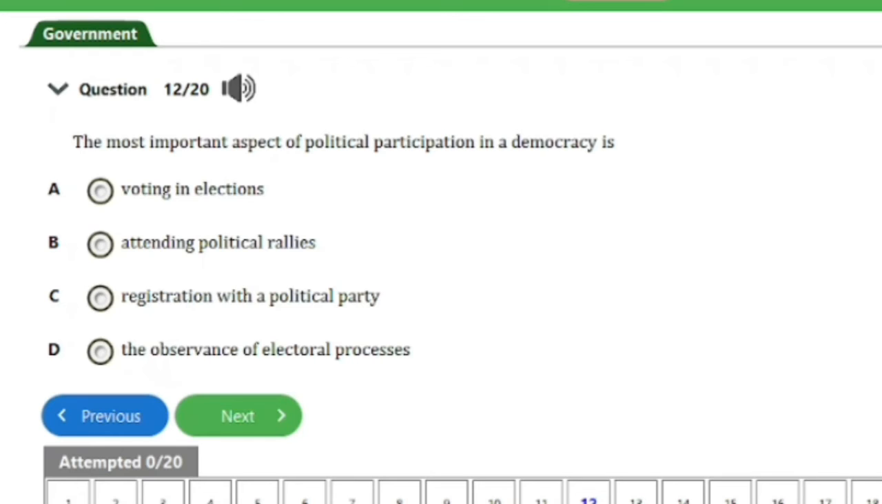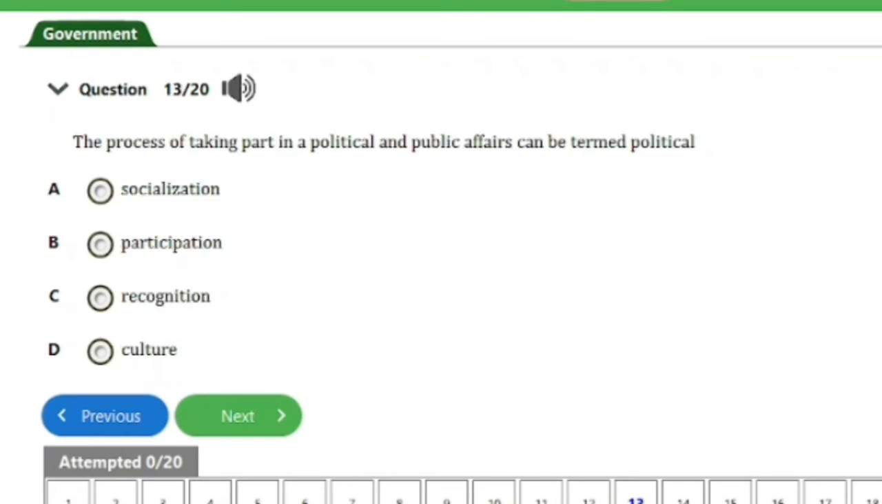So let's head on to the next question, guys. So guys, here is question number 13. It says, the process of taking part in political and public affairs can be termed political A, socialization. B, participation. C, recognition. D, culture. So guys, the answer to this question is option B here, that's political participation.